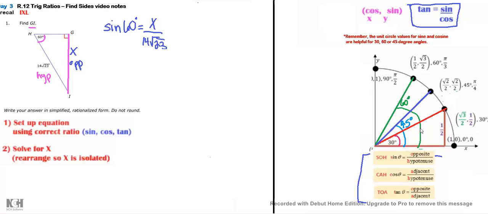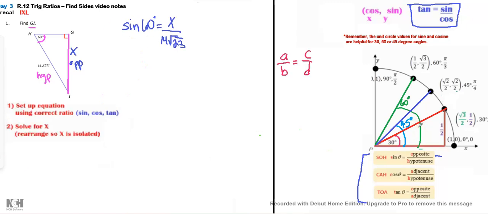Before I go on, I just want to make sure that you realize that IXL wants our answers in a simplified, rationalized form. So again, that means that we're not going to be using a calculator, because we want those radical signs in there. So we did step number 1, which is to set up the equation using the correct ratio of sine, cosine, and tangent. Sometimes that's where people make errors. So the second step here is to solve for x, or rearrange the equation so that x is isolated.